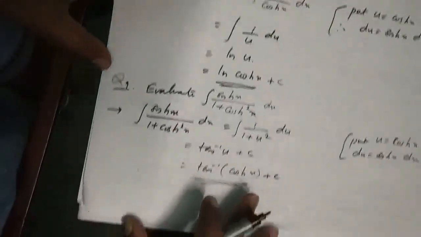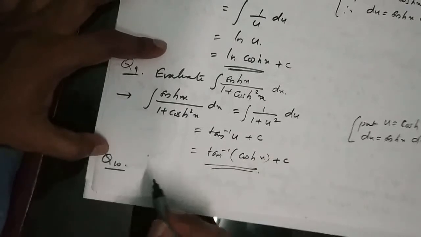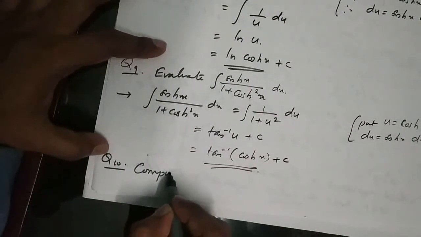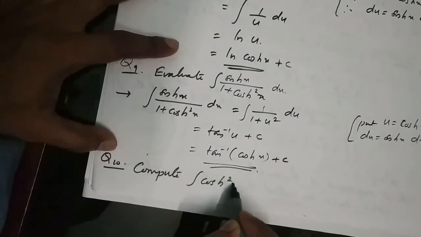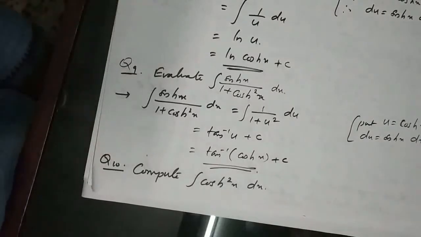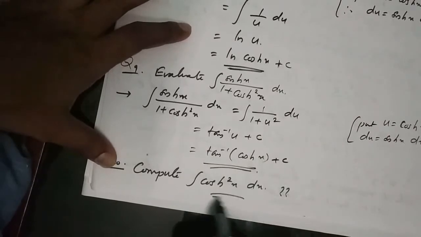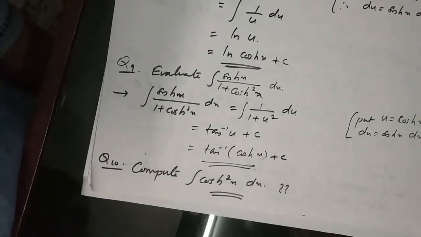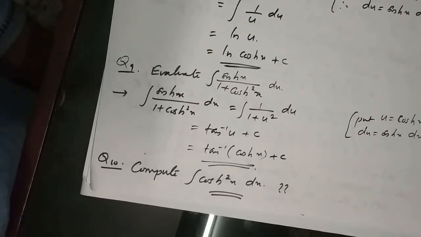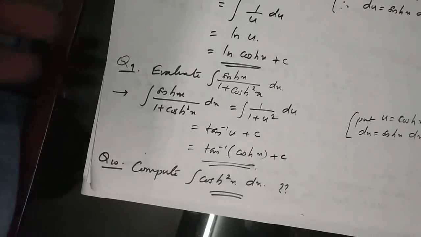Okay, now I am giving a homework for you. Question number 10. Compute the integral of cosec square x dx. Simple question. How to solve this? A hint can be given. We can use the half angle formula: cosec square x is equal to cosec 2x plus 1 divided by 2. So you can directly integrate that.